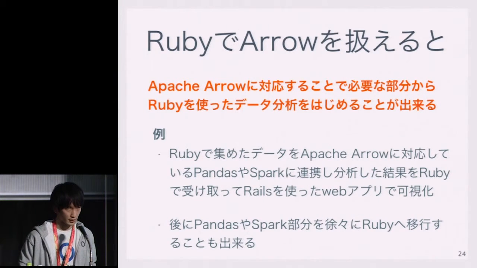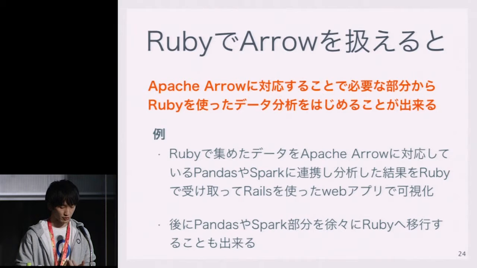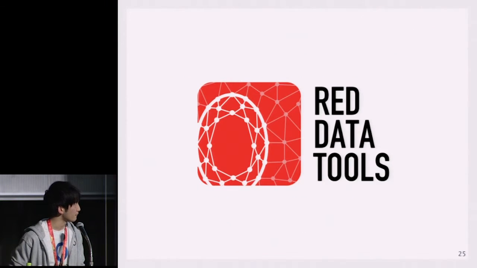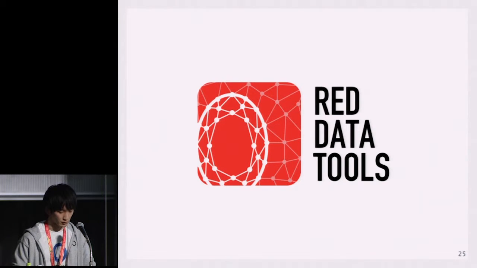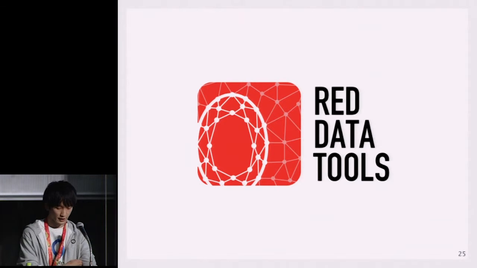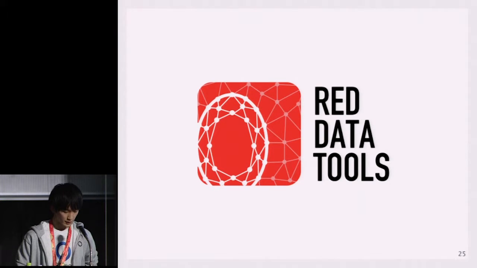So rather than starting from scratch, they can start from the middle. For example, after collecting data in Ruby, they can relay it to Pandas or Spark, and finally receive it back in Ruby. So we can gradually transfer whatever was done in Pandas or Spark to Ruby. By using Apache Arrow, we try to do the analysis with Ruby, and this is Red Data Tools. This logo shows the status: Ruby will be seen from the top. By using Ruby from a different angle, we will have another opportunity or possibility. That's what's shown in this icon.